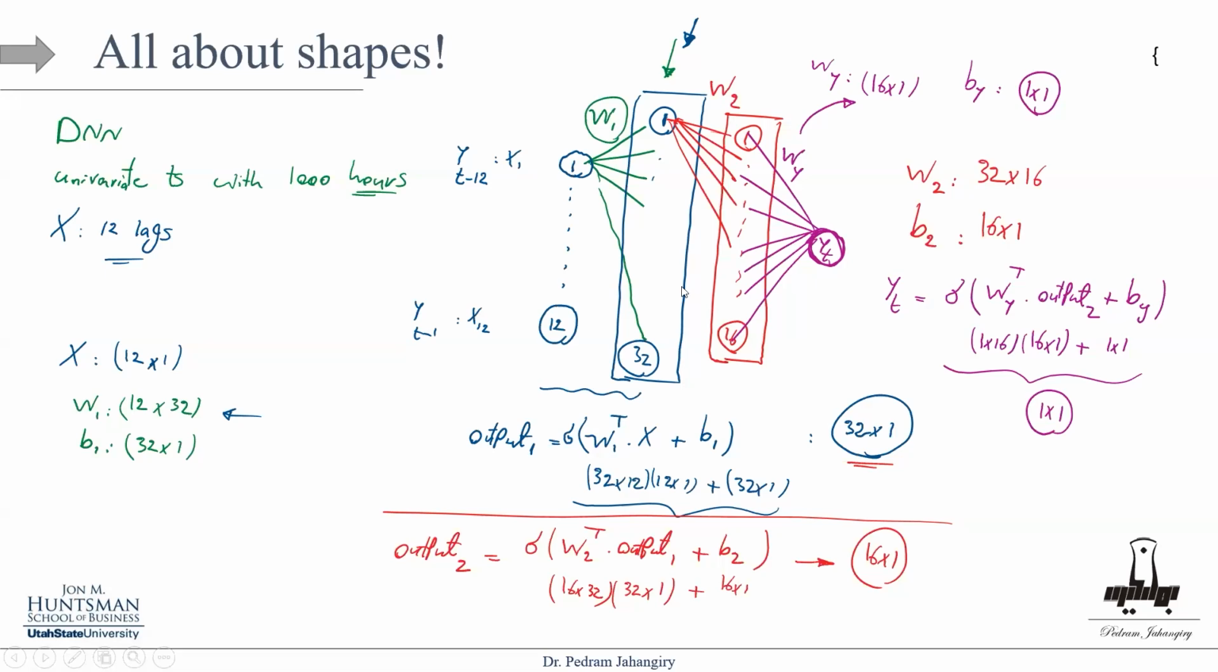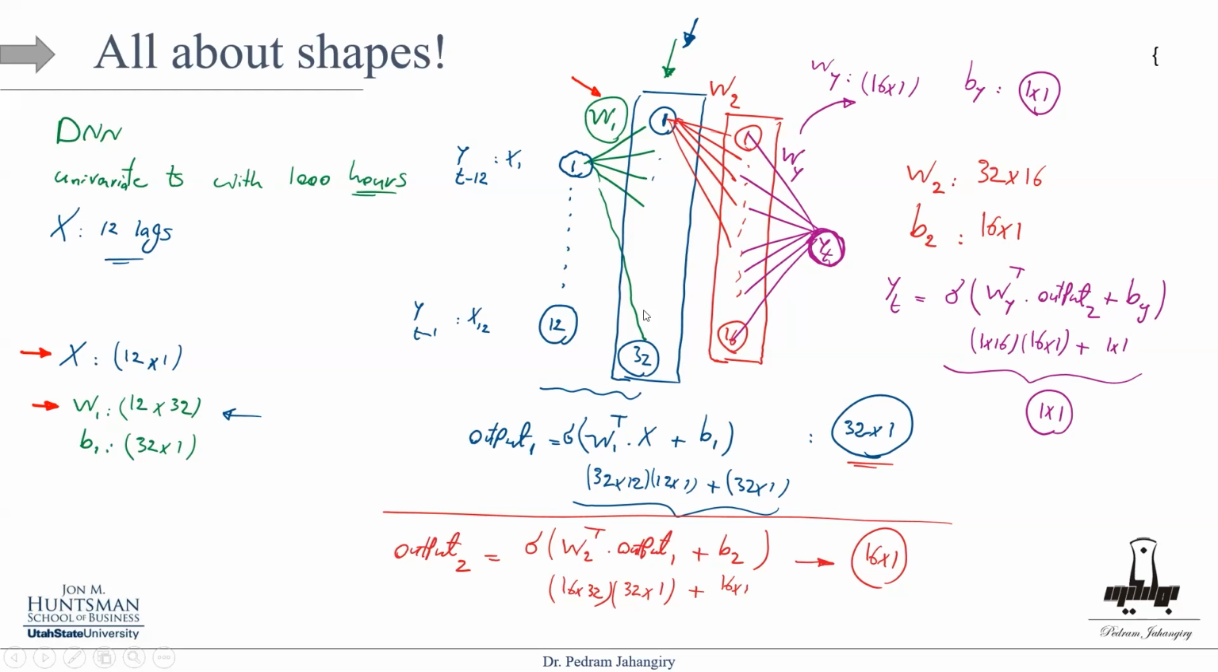This slide is all about shapes. I want to talk about the shape of these matrices. Your input variable is going to be 12 by 1, because we have 12 features, 12 lags. Look at your W1. We need to go from 12 nodes to 32 nodes, so that's why it's 12 by 32. Your B1, the bias term for layer 1, will have 32 nodes, so it's going to be 32 by 1.